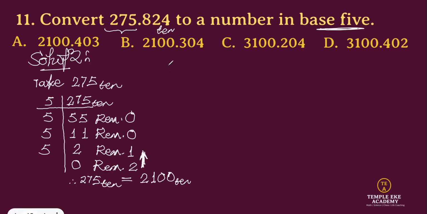Now we're going to take the decimal part, which is 0.824, originally in base 10. And we want to convert it to base 5, of course. So we're going to have 0.824. And because this is the decimal part, we're going to carry out multiplications instead of division.